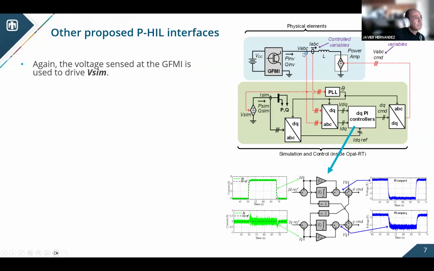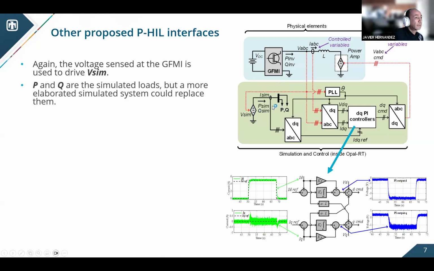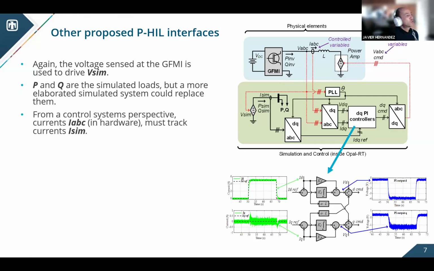Basically, it's the same principle by which we sense the voltage on the grid forming device, and then we send it to the simulation to drive a voltage controlled voltage source. In this case, just to validate it, we use P and Q loads on the simulation side, but this could be replaced by more elaborate simulation systems.